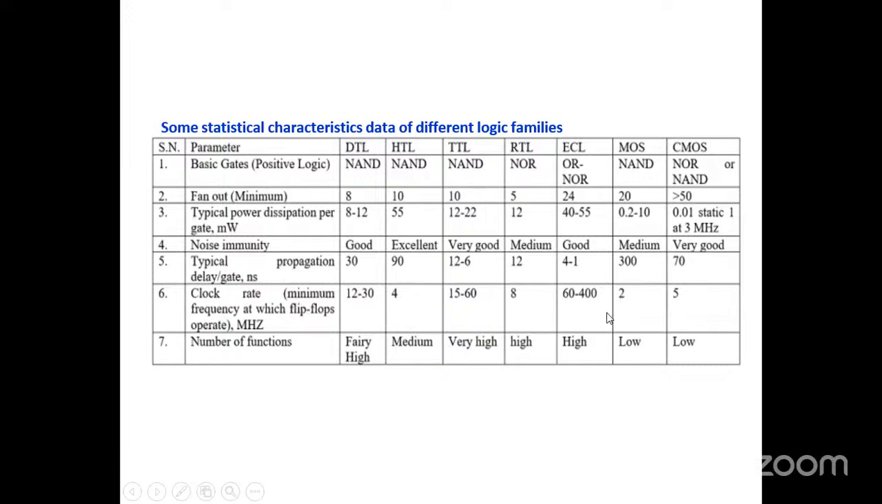Clock rate for CMOS is better compared to even ECL circuits. So clock rate is the minimum frequency at which the flip-flops operate. So the on and off should be very fast, so that the data transfer can take place very easily, and we can use it. The number of functions: fairly high, medium, and very high, and this one is very low. So the number of functions is similarly low, whereas for ECL it will be very much high.